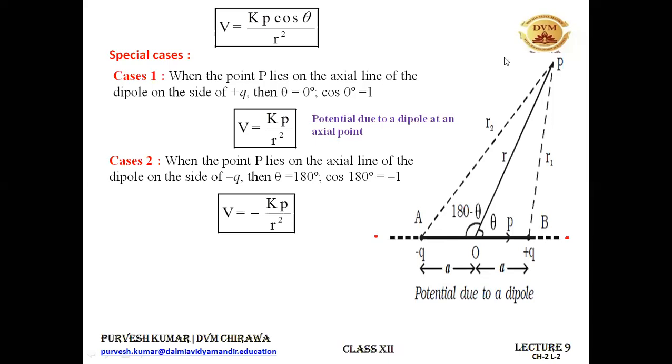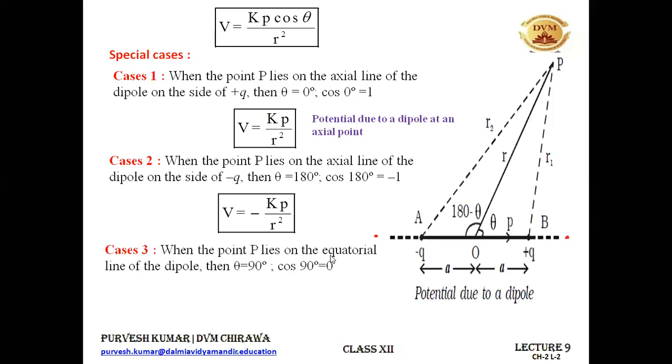So this point P can also be lying at the perpendicular bisector of this dipole. So in that case, angle theta becomes equal to 90 degree. All right. And cos 90 is 0. We know this. So if this point P is lying somewhere like this, let me make it for you. If this point P is lying like this, so on this line, this is a perpendicular bisector. So if it is lying on this line, somewhere like this, this is my point P now.